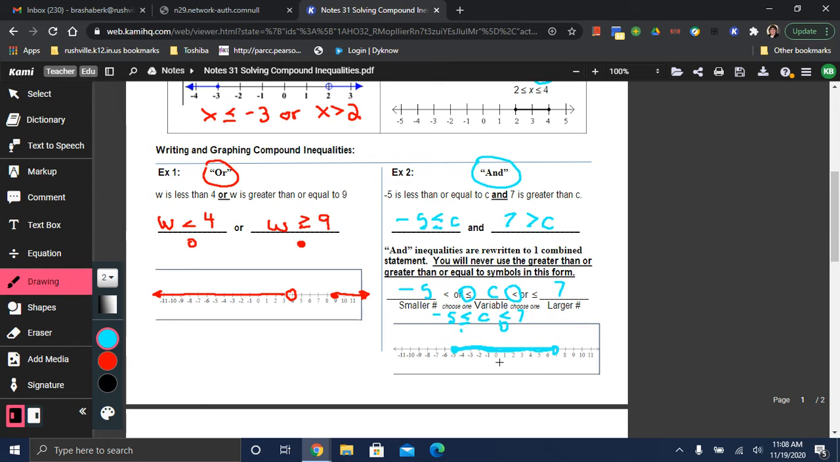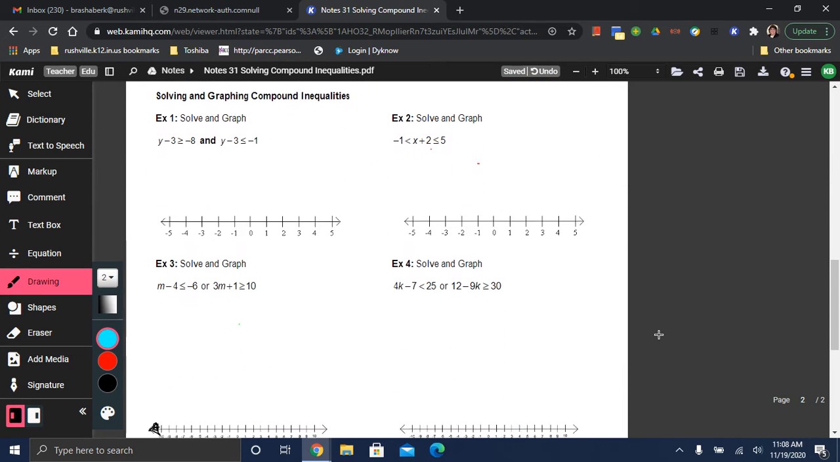So a good one to choose is 0. Is 0 making these statements true? So is -5 less than or equal to 0? Yes. Is 7 greater than 0? Yes. If you say yes to both the parts, then you've got the right section shaded. So there's your example for and.